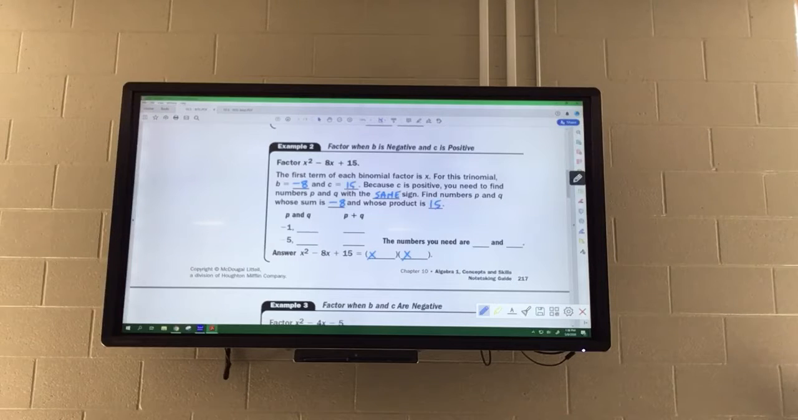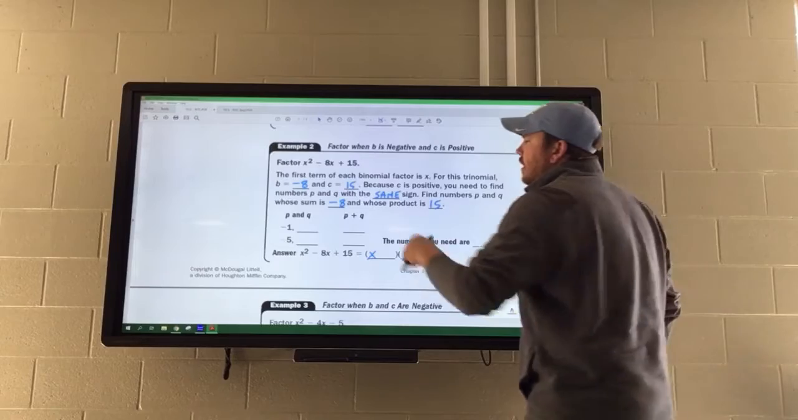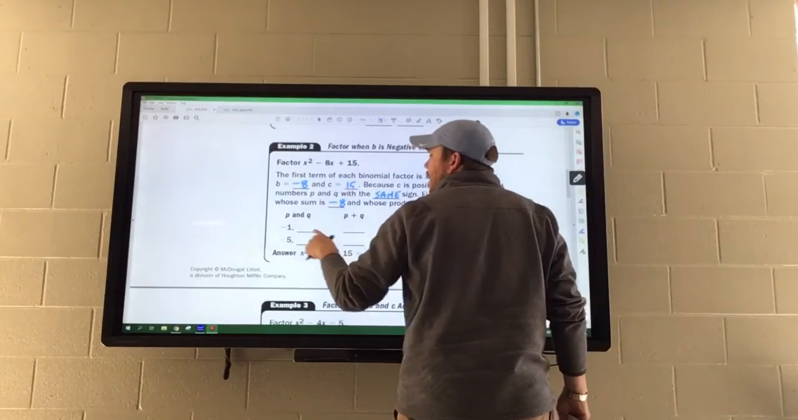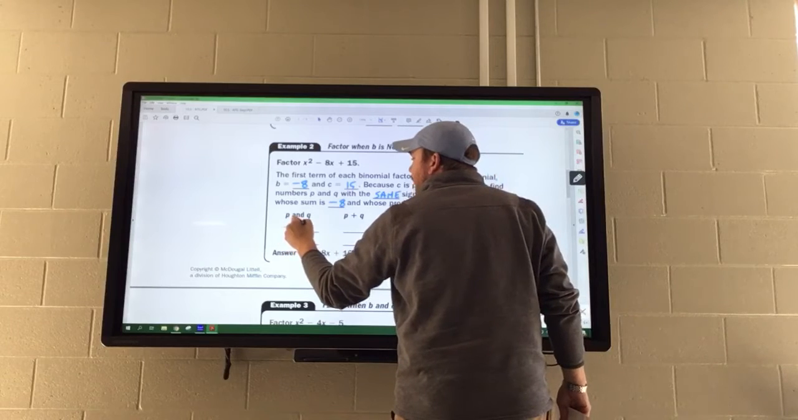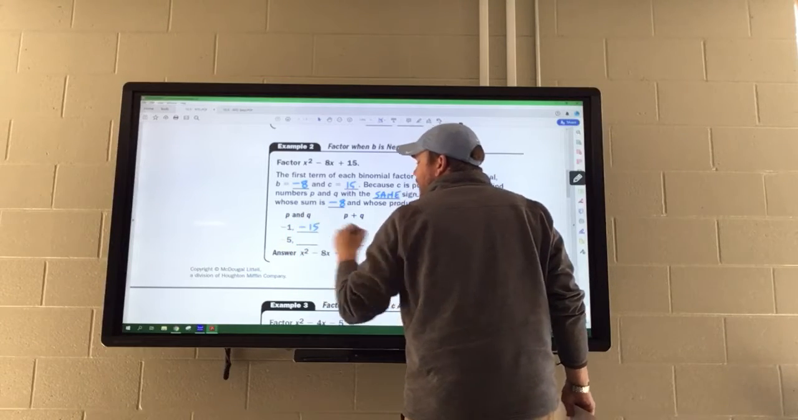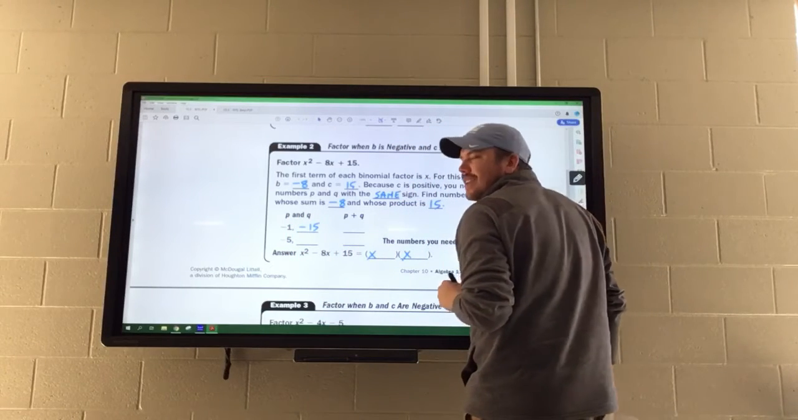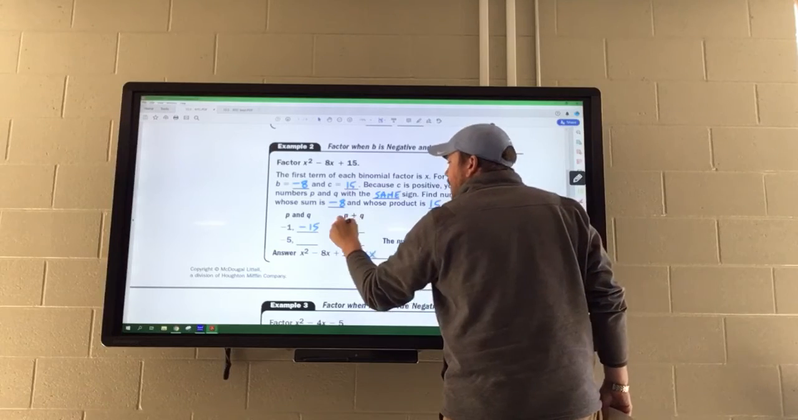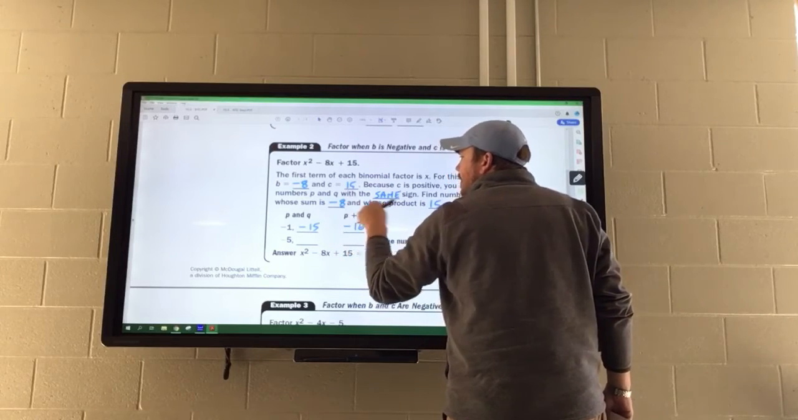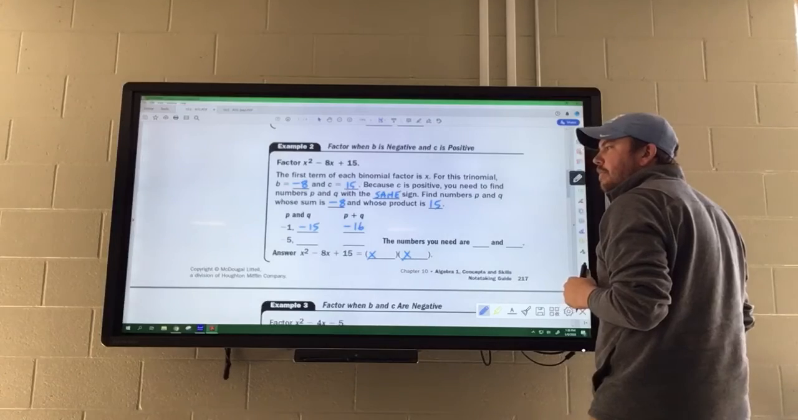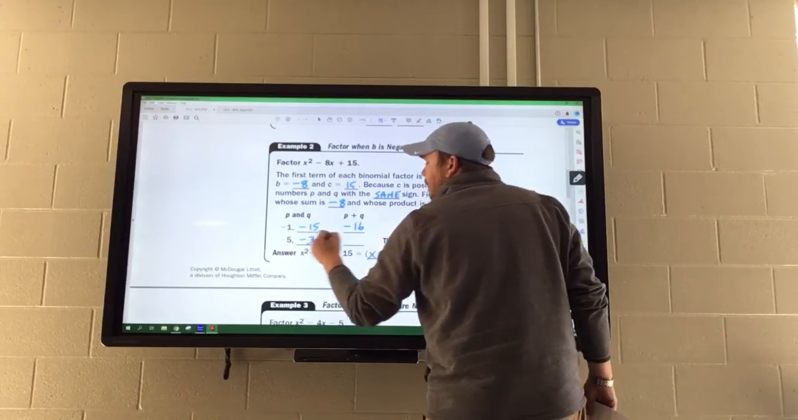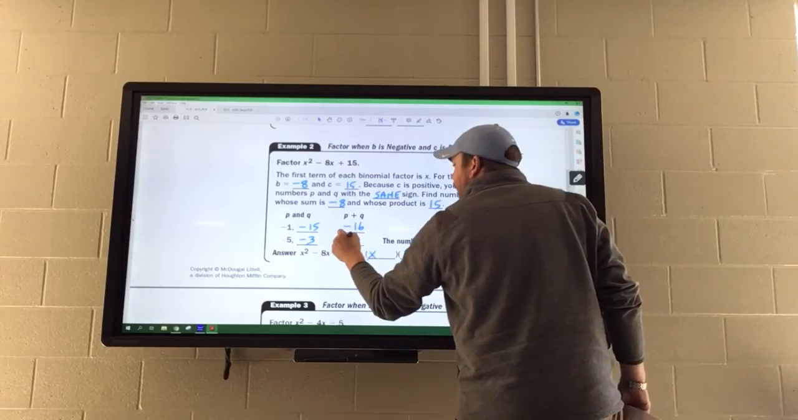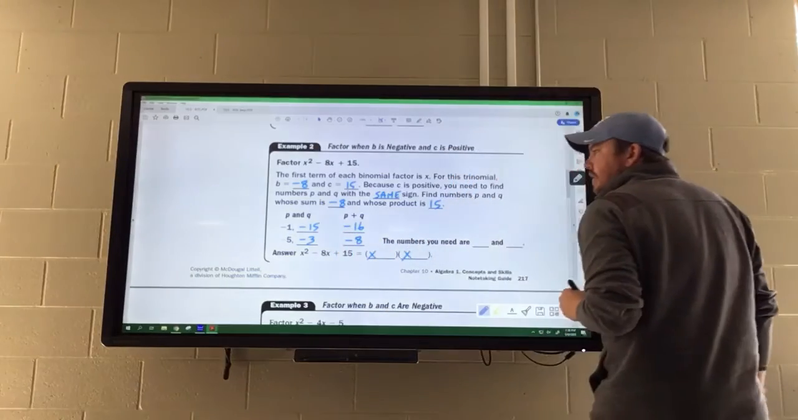Now, the numbers I can multiply together give me 15, okay? And again, we want them to both be negative because we have a negative in the middle. We could do -1 times -15. But if we added those two factors together, we'd end up with -16, which is not what we need. We need a sum of -8. So how about we try instead -5 and -3? Well, if you add those together, you get -8.